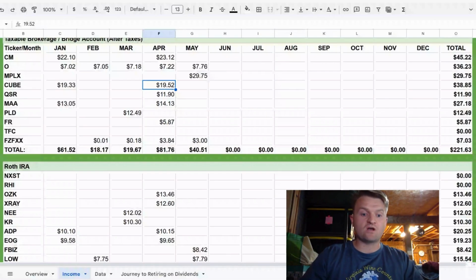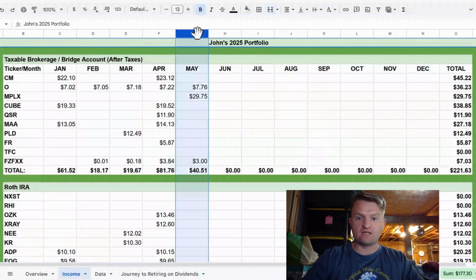All right, so moving on to my income sheet for the month of May. Highlight. There we go. Okay, for the month of May, we got paychecks from O, of course, because they're the monthly REIT dividend producer. So we got $7.76.